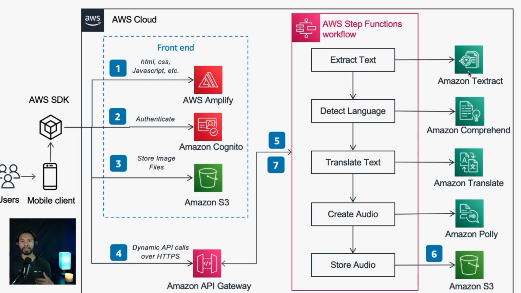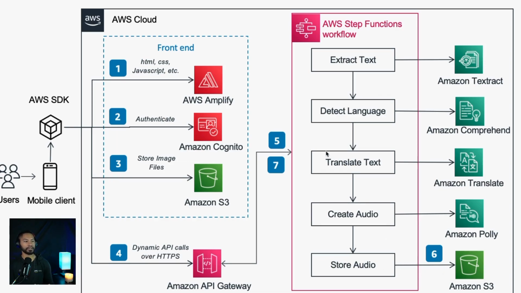It's going to use Amazon Textract to grab the text from that image. Then it is going to be using Comprehend to say what language is inside of this text. If that language is different from the language that the user said that they prefer, then we're going to translate it. If not, we'll skip to something else. After that, we have Amazon Polly. This is going to take that text, turn it into an MP3 file before finally storing it in Amazon S3.